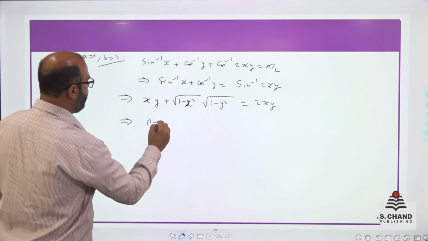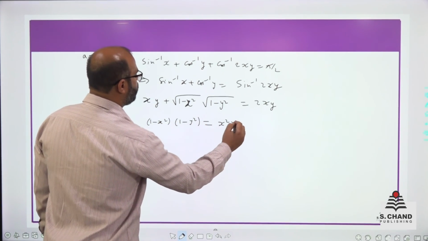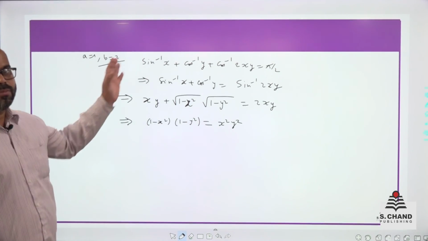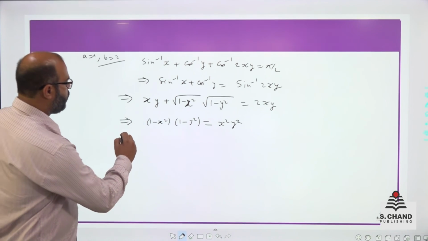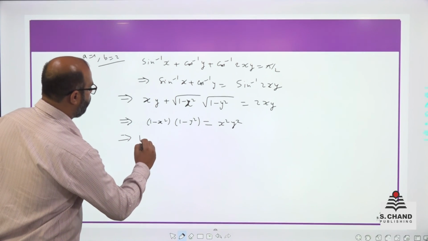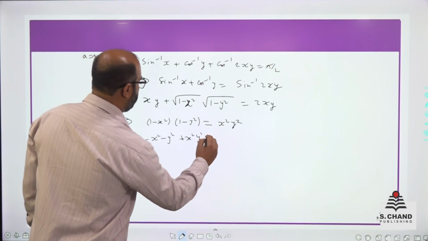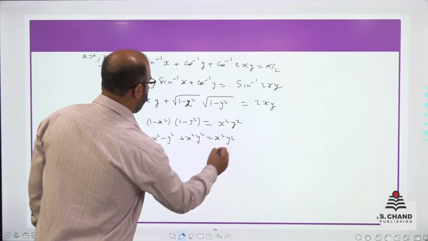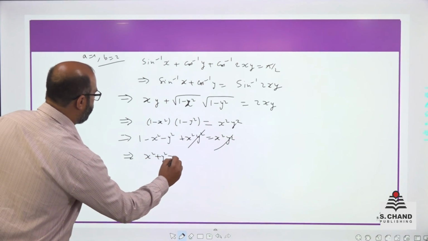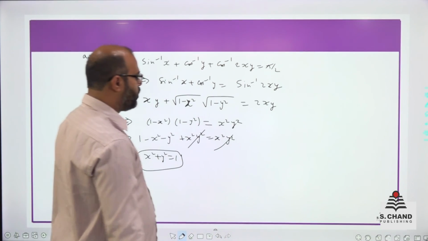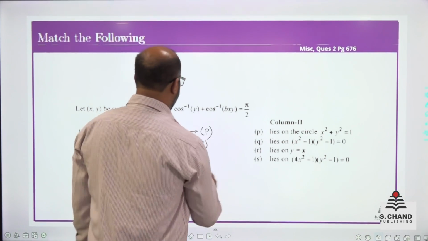Now this will become 1 minus x square, 1 minus y square is equal to x square y square, because when you subtract xy from 2xy it will be xy, and squaring you will get x square y square. So this will become 1 minus x square minus y square plus x square y square is equal to x square y square. It will get cancelled, and x square plus y square is equal to 1. So this is an option, as we remember. This is option number P.